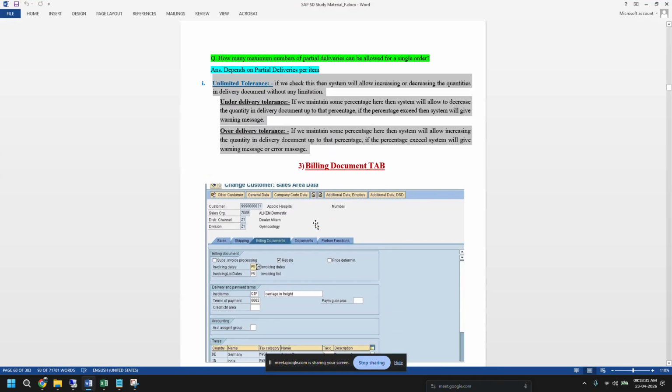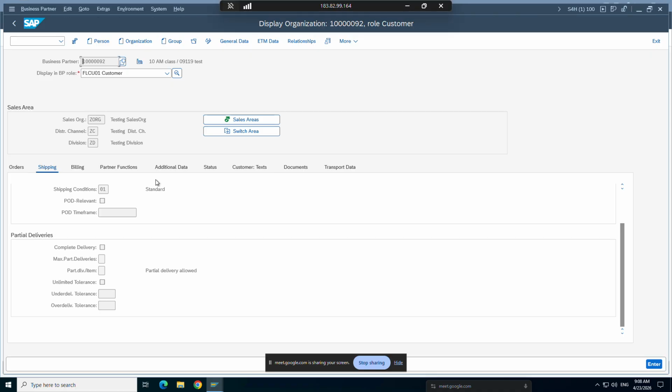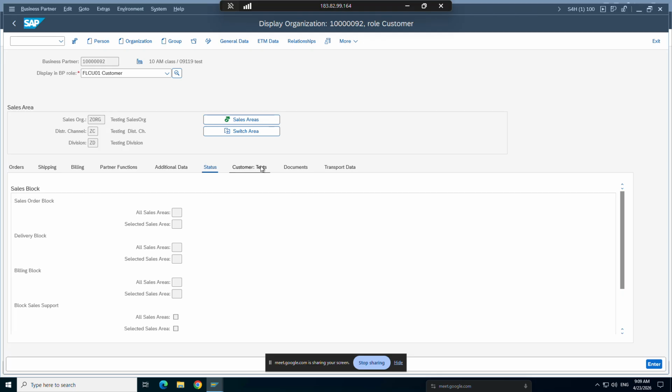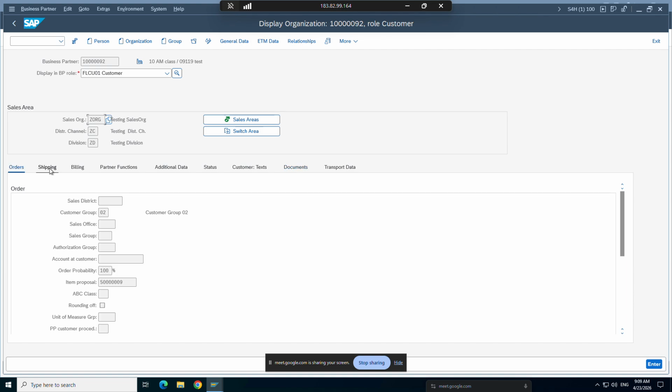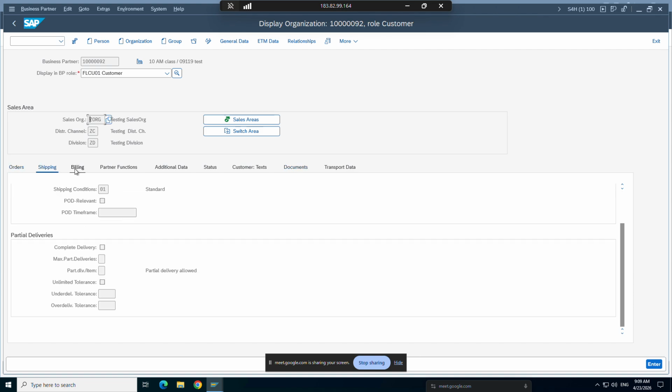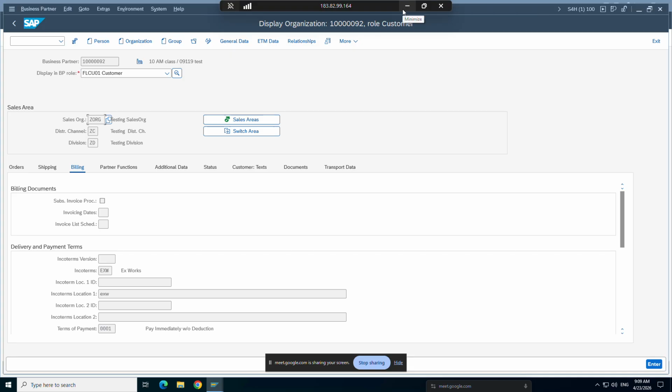Now next we have billing tab. If you go here, so this is all we call tab actually. This order tab, shipping tab, billing tab. These are mostly important actually. Not three, I would say partner till partner function is important. Just these are not that much important. You can keep it blank also, no need. But this is something you need to maintain. Few data are mandatory. Without this, you cannot create the sales order. Now let's go to billing.